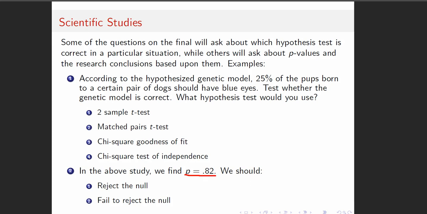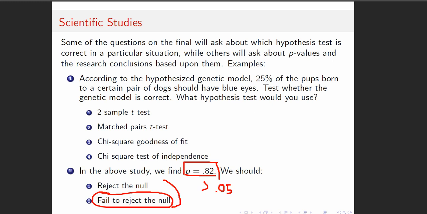So P equals 0.82, which do we do? Reject or fail to reject the null? And I just hope that you immediately jumped on this one. Why? Because P is much greater than the standard alpha of 0.05. And even if we used a different alpha like 0.1 or 0.01, still the p-value is going to be much greater, and we are going to fail to reject the null.